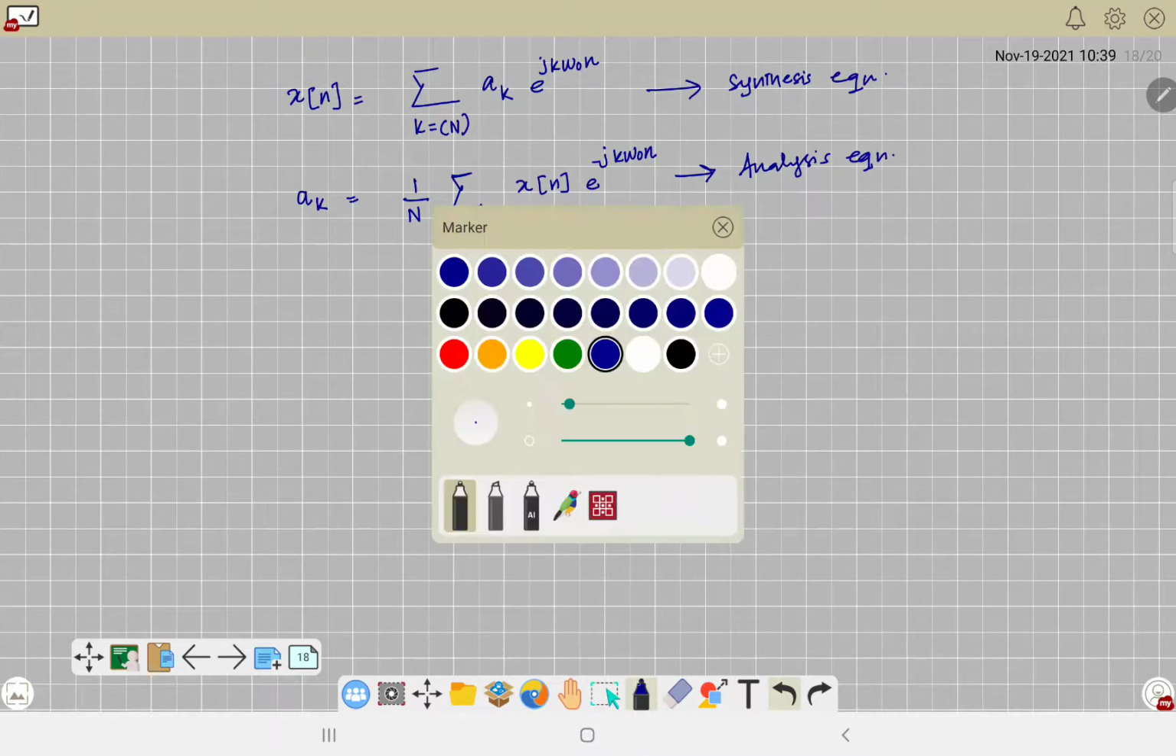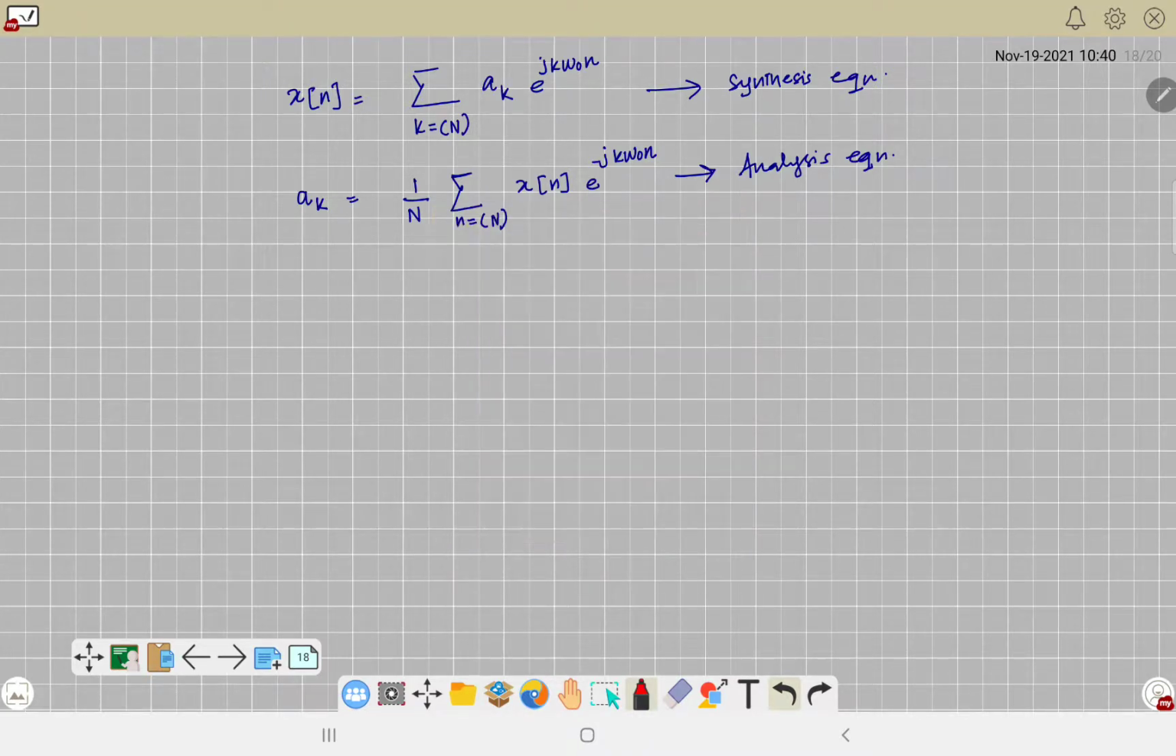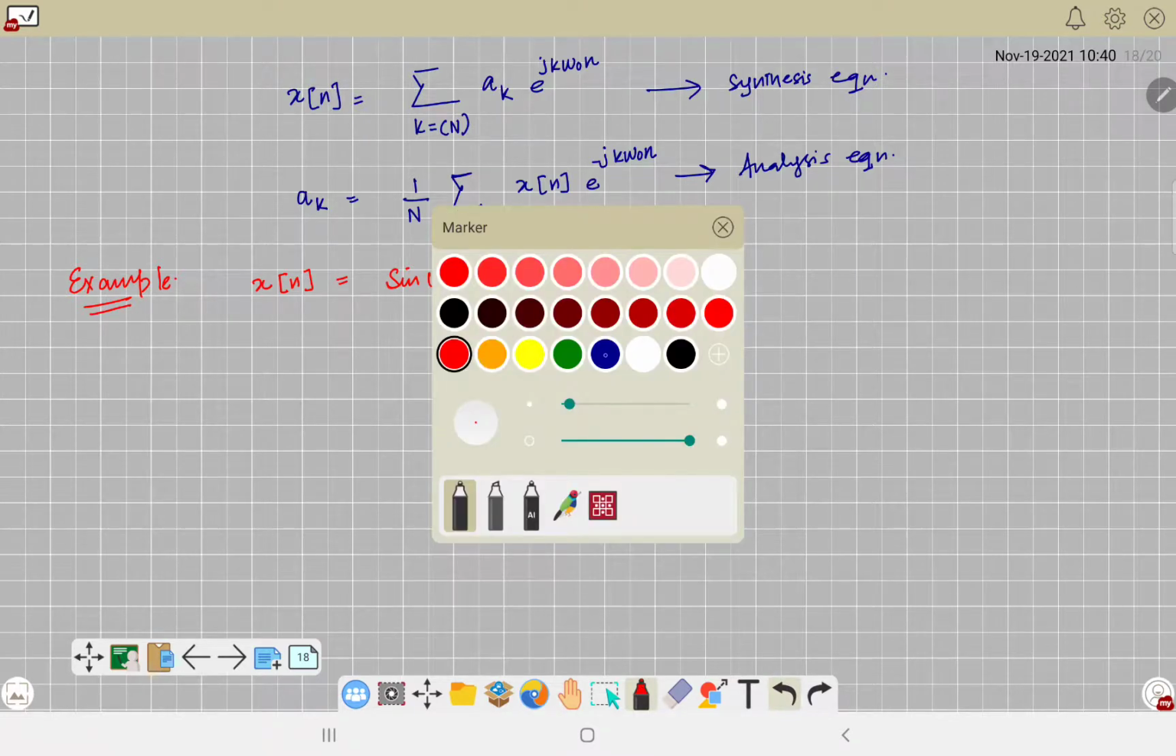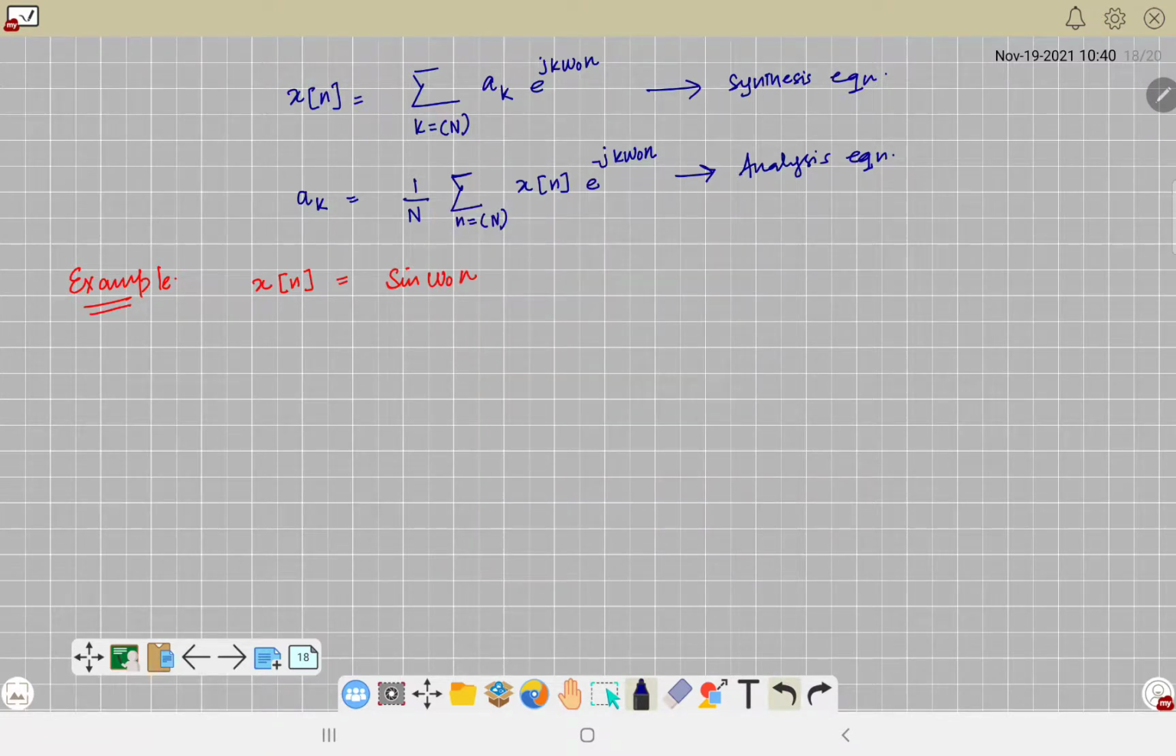Okay, so before we proceed, let's do a simple example. Although, like I said, you will have a separate course for the discrete time in the 6th or 7th semester. That will be your digital signal processing. But just for the sake of continuity, let's take a signal x of n equals sine omega naught n, and let's try to find its Fourier series representation.